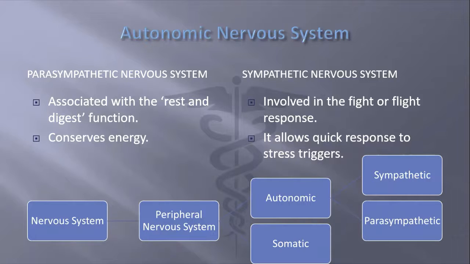Sympathetic nervous system is involved in the fight or flight response, and it allows quick response to stress triggers. What can happen during this time is we can increase the heart rate, inhibit digestion, and dilate pupils.